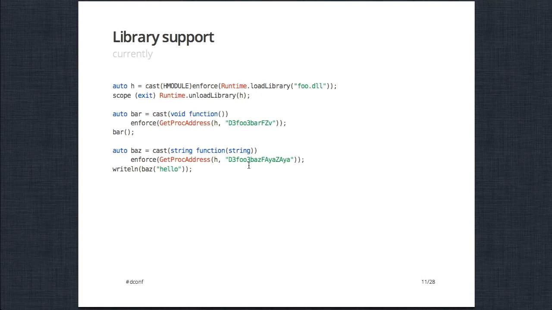And you can do the same thing with a string function, which is kind of ugly. If we would extend the same thing to POSIX, it would look approximately like this. You don't have to cast the handle because it's a void pointer anyhow, and you replace GetProcAddress with dlsym, and the mangling is slightly different because Windows does the underscore by itself.